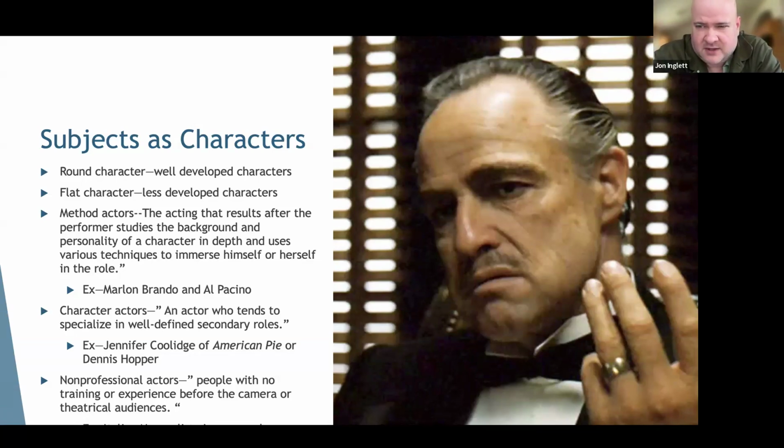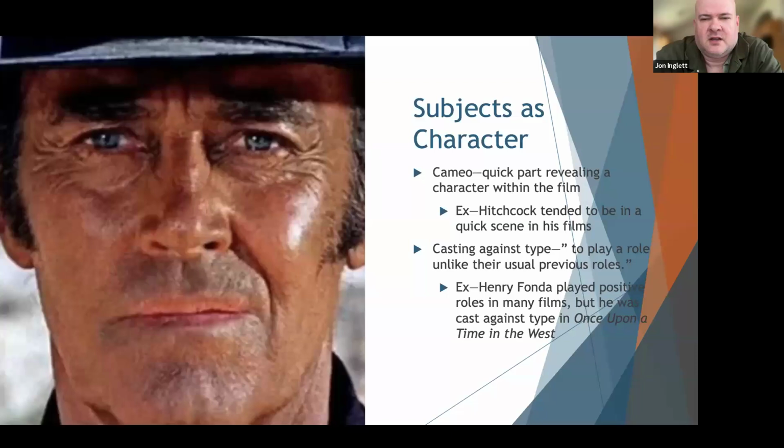Italian neorealist cinema tends to have non-professional actors as subjects. Cameo is another aspect. It's a quick part revealing a character within the film, and Hitchcock is known to do this. Alfred Hitchcock tends to be in the first 5 minutes of most of his films.